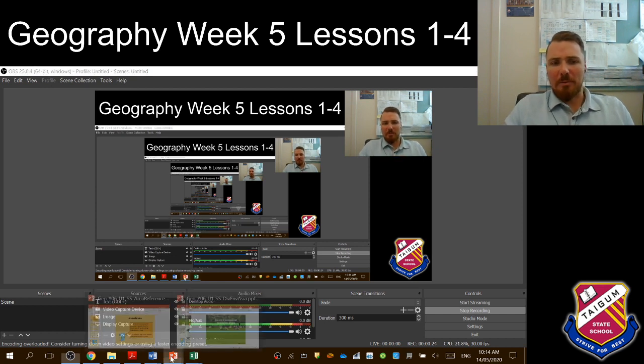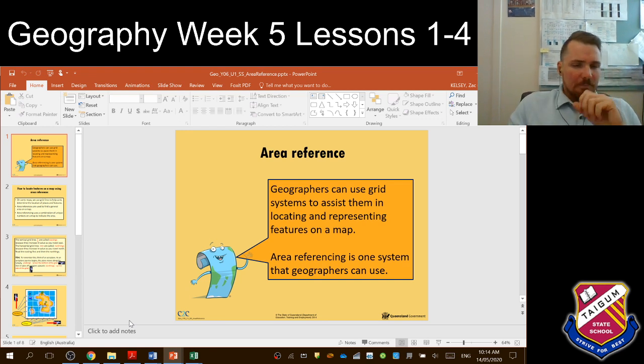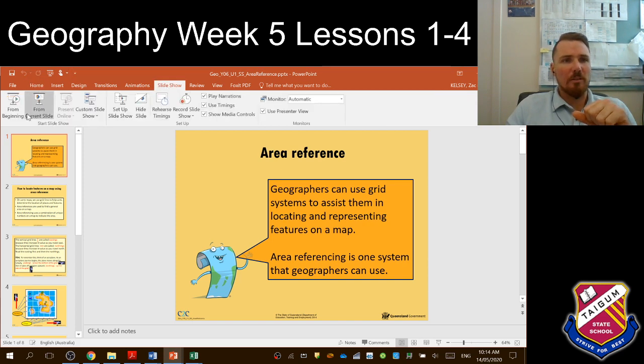So we've got a couple of slideshows to go through first, and then we're going to have a bit of a discussion about the worksheets that we're actually working through. And we're looking at a couple of different regions. We're going to be doing a little bit of map work in the lessons this week. So let's have a look here. Let's open up the slideshow.